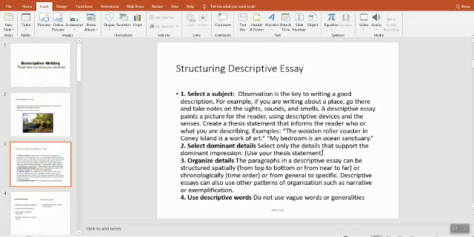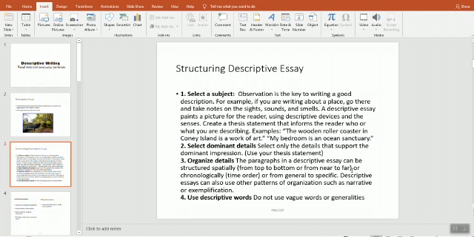Then the third thing is that you have to organize the details. The paragraphs should be well structured. You can organize the paragraphs spatially, which means from top to bottom or from near to far. For example, if you are describing a bedroom, you can start the description from the top right corner and then move forward. If you're describing a person, you can start from the head or hair, then eyes, and then move on. So you can give description spatially.